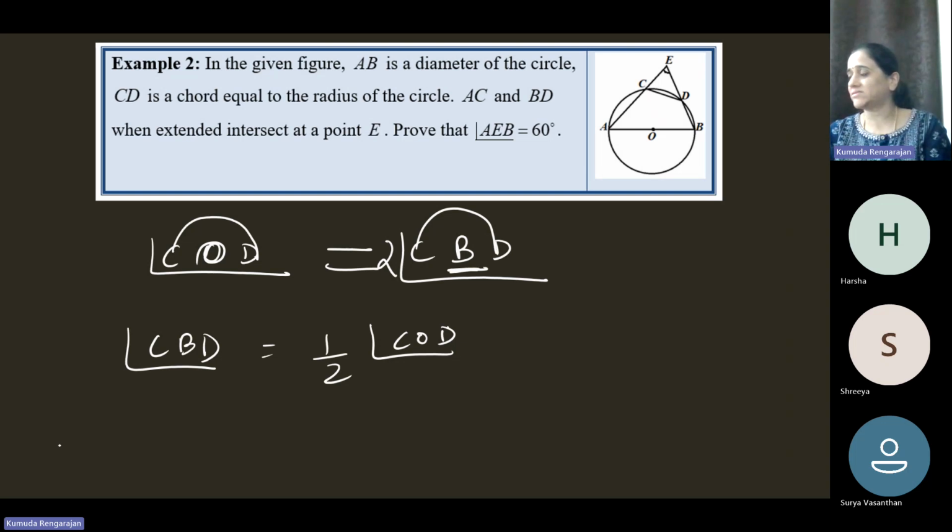Like diameter and radius. Diameter is twice the radius. Radius is half of the diameter.